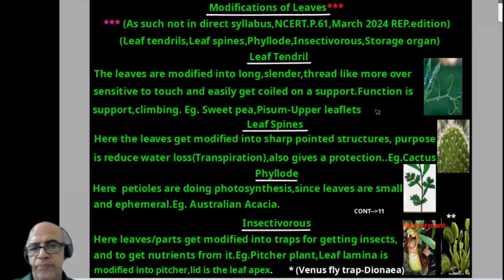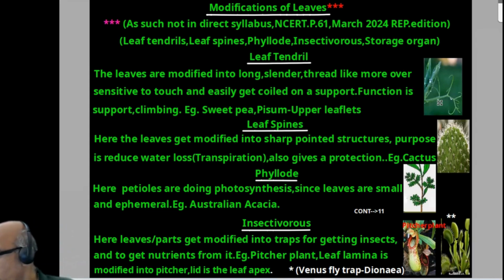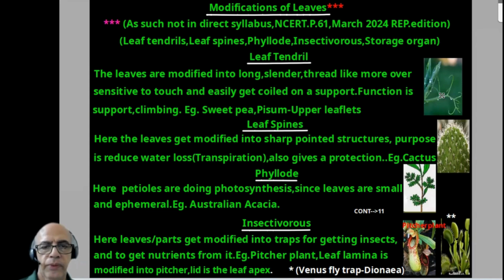Then pisum. Specifically pisum, we can find upper leaflets will be forming tendril. Here you can find the diagram. These are original diagrams. Original means photographs. Now next is leaf spines. Here the leaves get modified into sharp pointed structure. Purpose is to reduce water loss. Transpiration should be reduced. And also gives protection. Example is cactus.